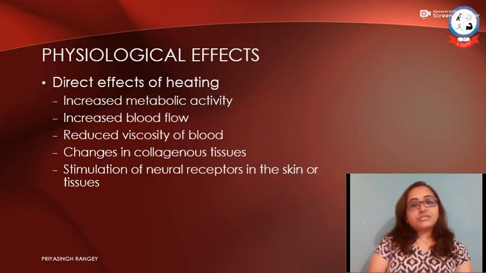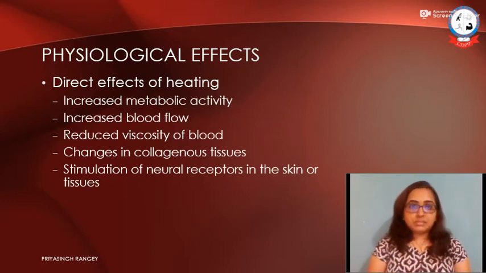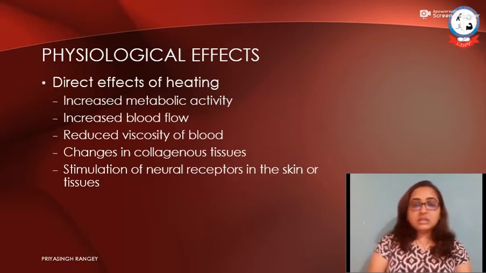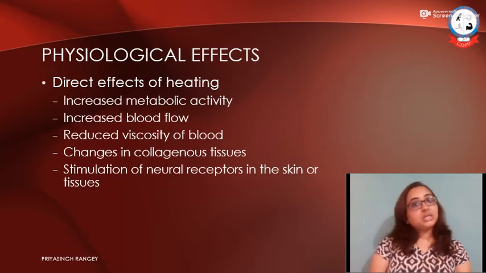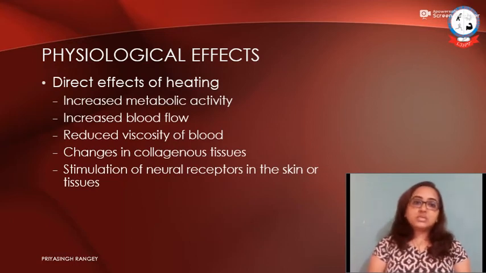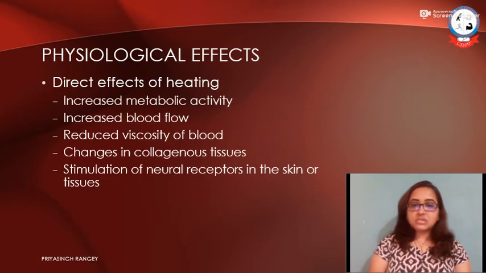The fifth direct effect is stimulation of neural receptors in the skin or tissues. As a direct effect of heat, there is a stimulation of neural receptors, primarily the sensory receptors like thermal receptors or polymodal receptors that are lying within the skin and the tissues. These were the direct effects of heat. Revising them: increased metabolic activity, increased blood flow, reduced viscosity of blood, changes in collagenous tissues, and stimulation of neural receptors that are present in the skin and tissues.